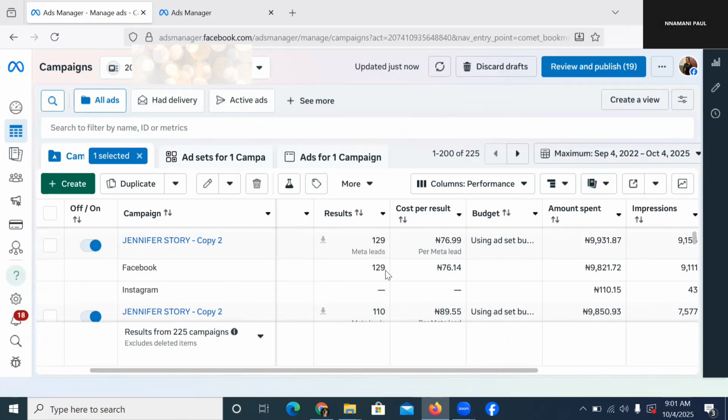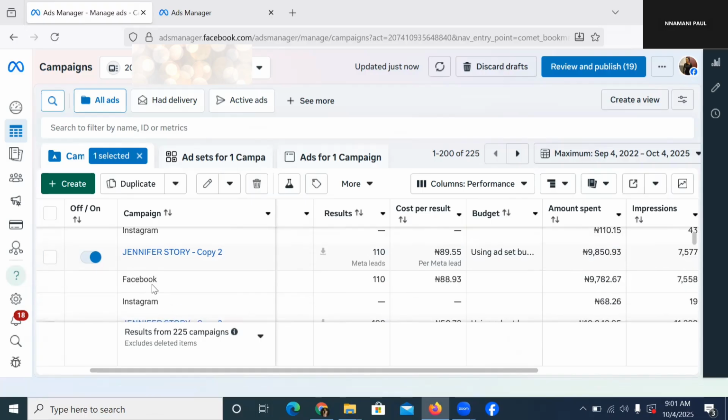What does that tell you? Listen, I'm not saying that for your next advert you are now going to remove Instagram. If you do it, that means you do not understand the purpose of this particular analysis. Now, let's look at this one. There was no result on Instagram. All results came from Facebook.